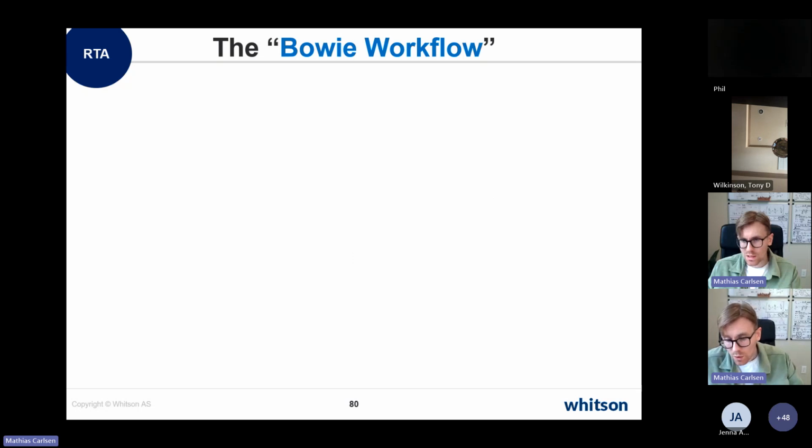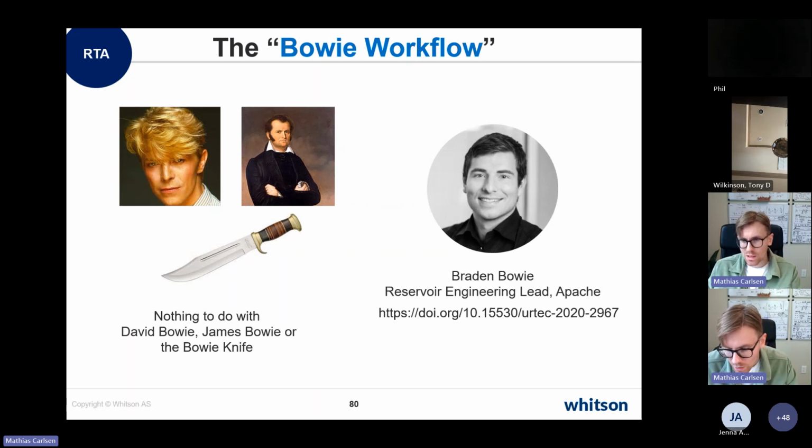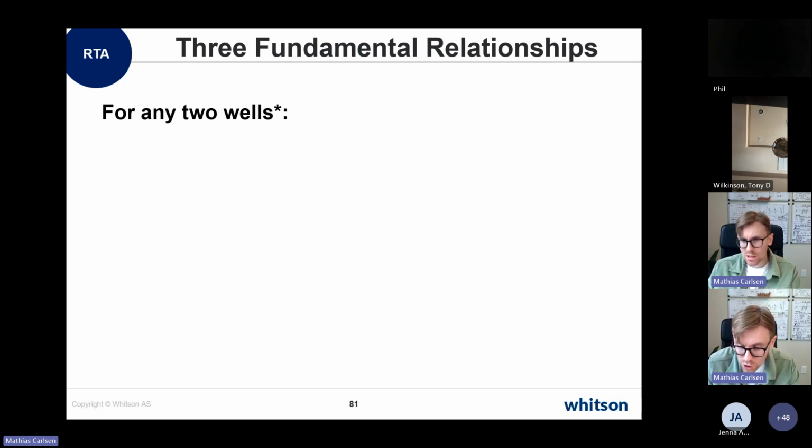That was why this Bowie workflow was introduced a few years ago. It has nothing to do with David Bowie or James Bowie or the Bowie knife; it's just named after Braden Bowie at Apache. That workflow is built upon three fundamental relationships. If you read this paper, there's a lot of things in it, but the big finding is actually these three fundamental relationships, and that's very important. I don't think it had been put in any paper before that particular paper.